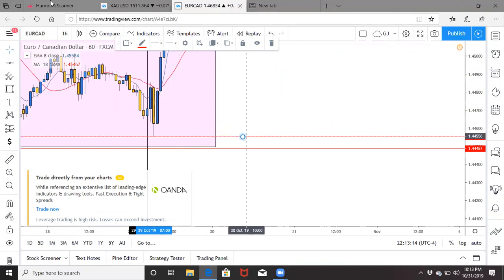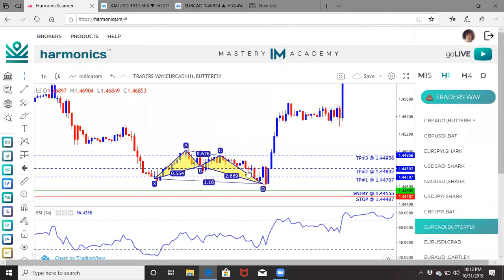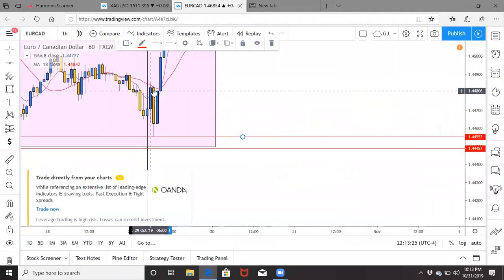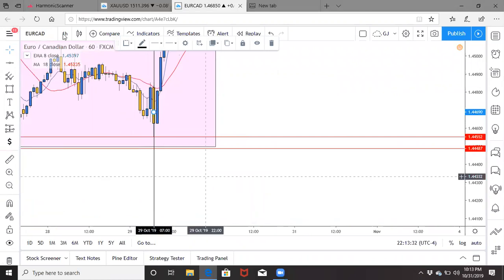Yeah. So yeah, the scanner actually called it on that wick. That's perfect. So let me move this over, y'all. That is perfect. So they called it after this wick was made. After this bearish candle was made. Let's go back to the M15.